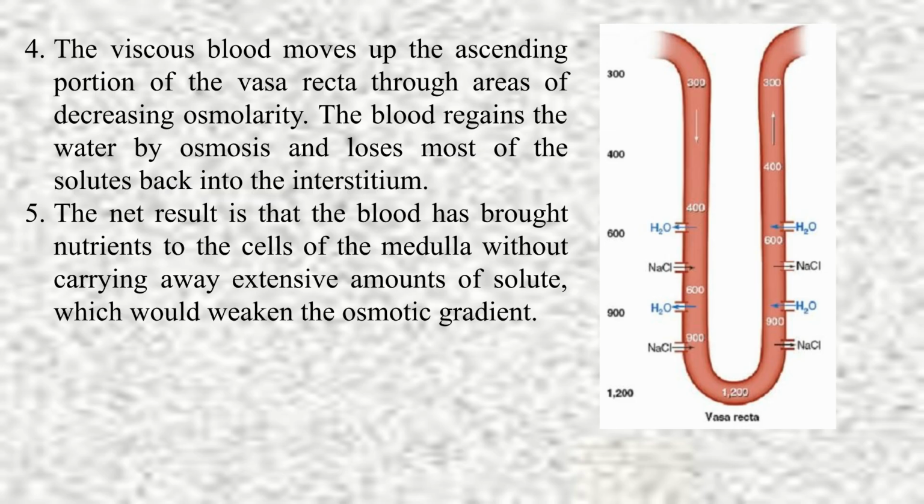The myogenic mechanism stabilizes GFR based on the muscle's tendency to contract when stretched. Increased arterial pressure stretches the arteriole wall, causing contraction and decreasing renal blood flow and GFR.